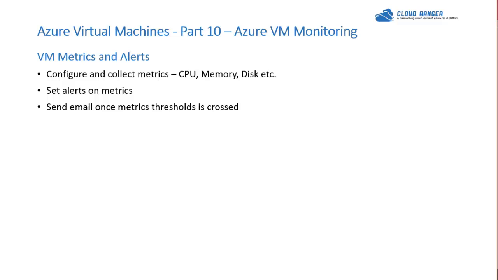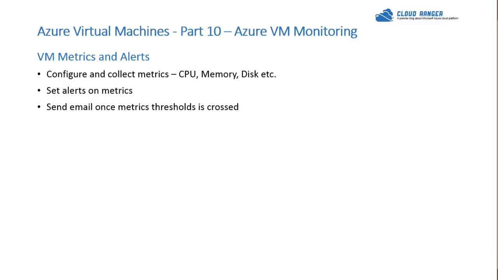So let's talk about VM metrics and alerts. In the Azure portal, you'll be able to configure and collect metrics, for example, CPU, memory, disk, and some others. With these metrics, not only can you view on the portal dashboard how your virtual machine is performing, you can also set alerts.